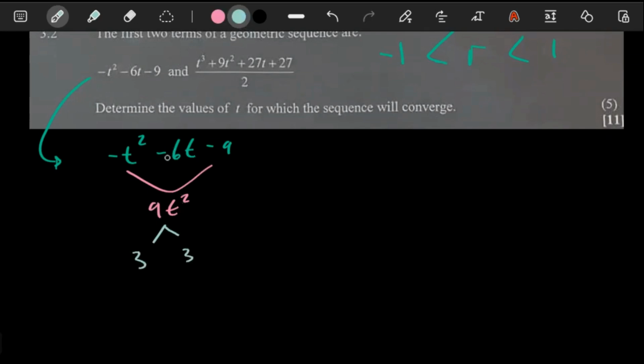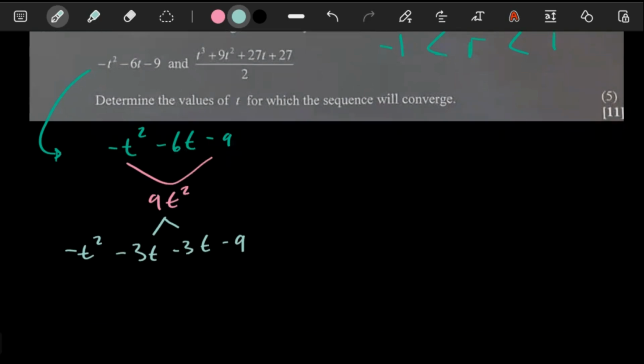But then to get a minus 6, it has to be minus 3, minus 3. And then I just place the middle part with these two here, like that, you see. So this negative t squared is the front number. These two have replaced this, because remember, negative 3t minus 3t is still going to give you minus 6t, and then there's a negative 9 here.